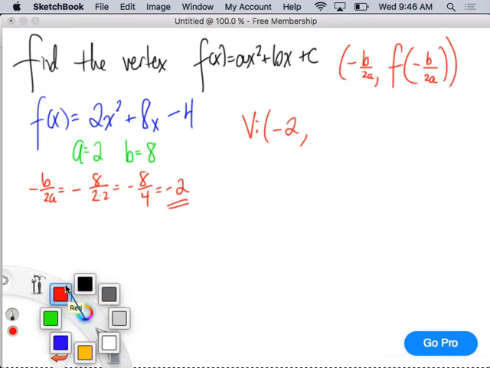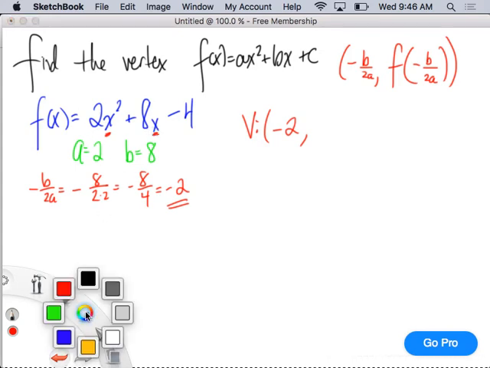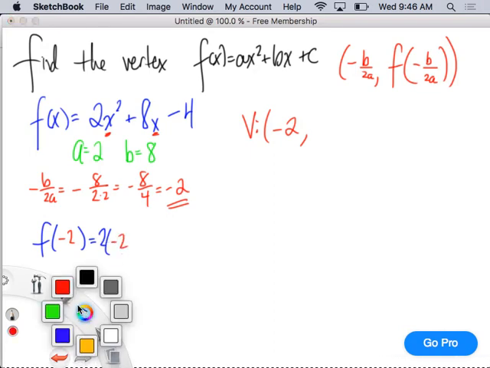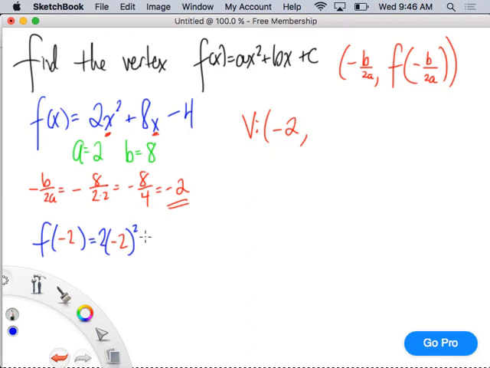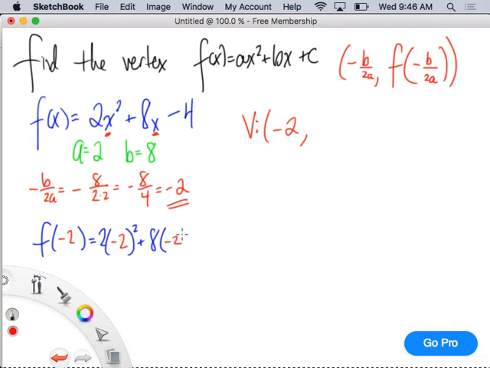And then all I do is I plug that x value in. And I get f of negative 2, so I'm evaluating my function at negative 2. Equals 2 times negative 2 squared plus 8 times negative 2, minus 4.